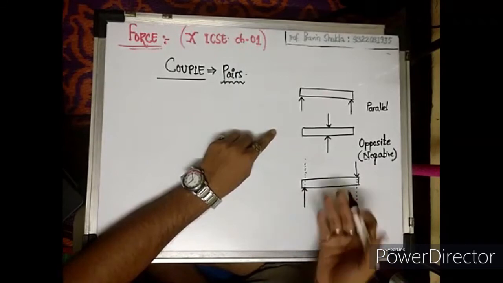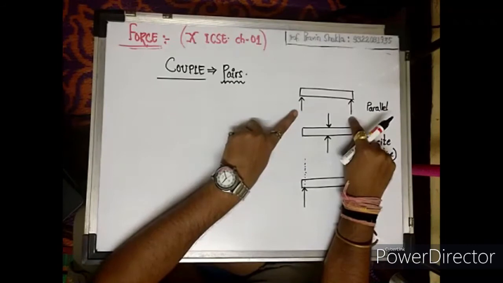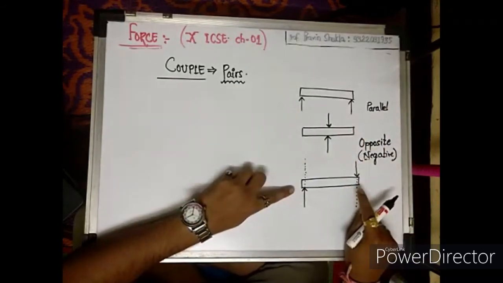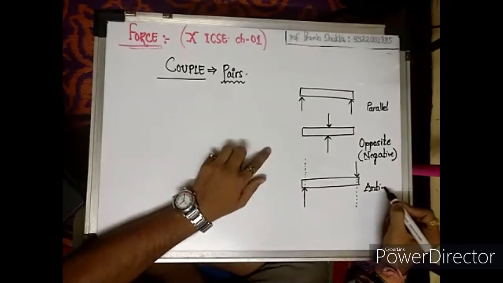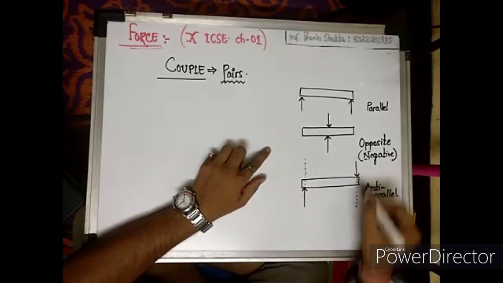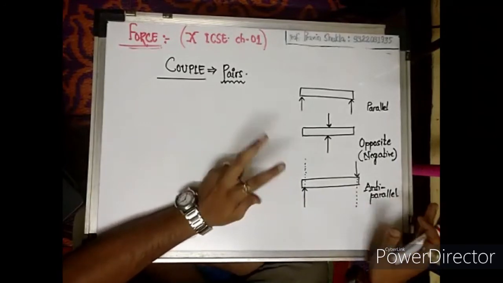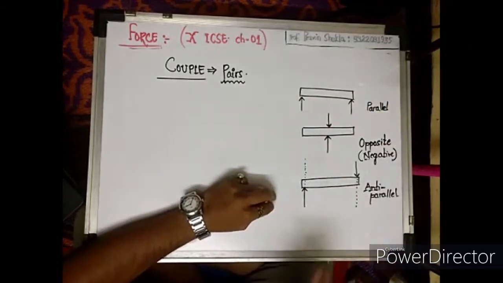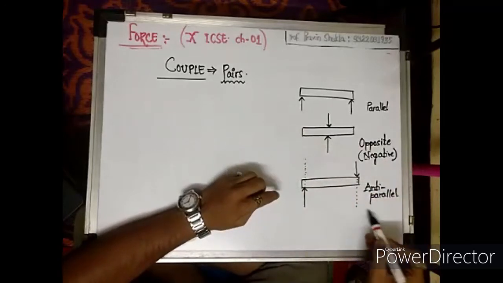Both the forces are parallel but opposite in direction. This is very interesting. In the earlier case they were parallel in the same direction. In this case, they are parallel but in opposite directions. Such kinds of forces are called anti-parallel. Why anti-parallel? Because their line of action or line of influence is parallel, and the force directions are opposite. One is going upward, the other is going downward. So we say this is anti-parallel.